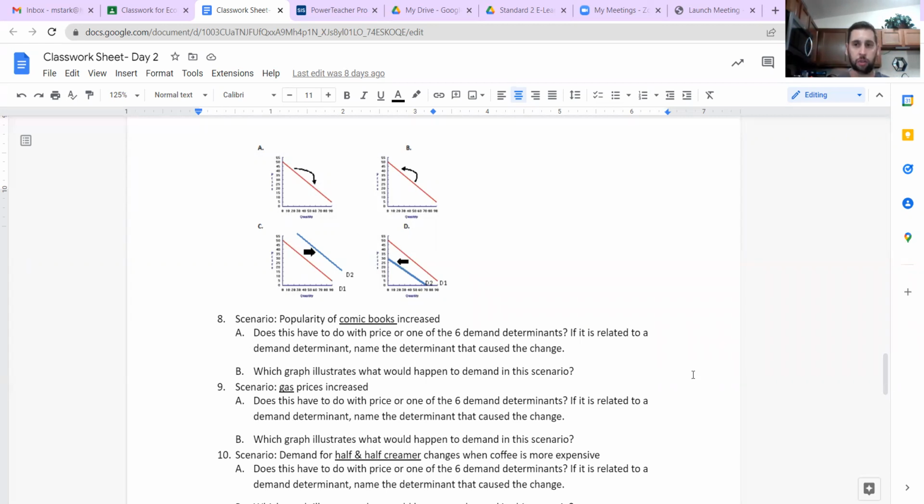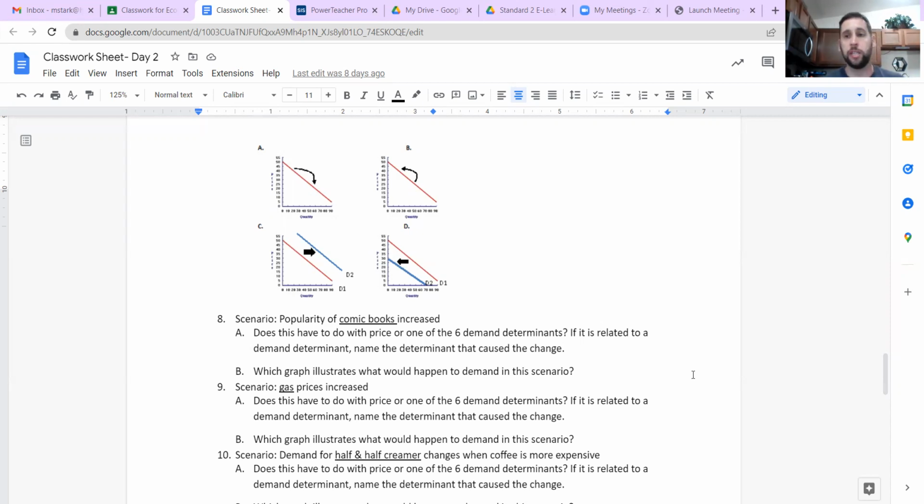So if you look at the screen here, these are the only 4 graphs you really have to worry about with demand. And really they're divided up into two types. There's A and B, and then there's C and D. And you'll notice that A and B just have one demand line, and C and D have 2 demand lines. So let me start with A and B.